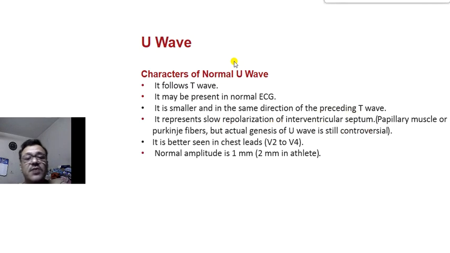What are the characteristics of a normal U wave? It usually follows the T wave. It is normally present in a normal ECG. It is smaller and in the same direction as the preceding T wave. It represents the slow repolarization of the interventricular septum, papillary muscle, or Purkinje fiber, but the actual genesis is still controversial. It is better seen in chest leads V2 to V4. Normal amplitude is 1.1 millimeter. If it is more than 1.5 millimeter, it is called a prominent, large U wave.